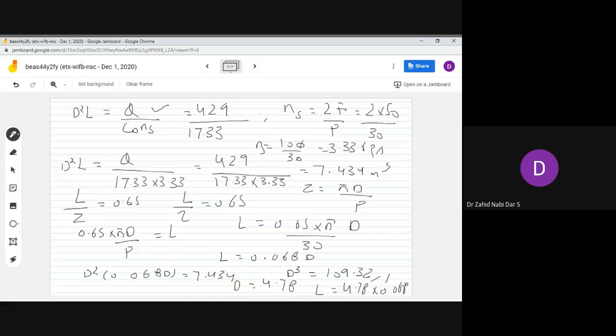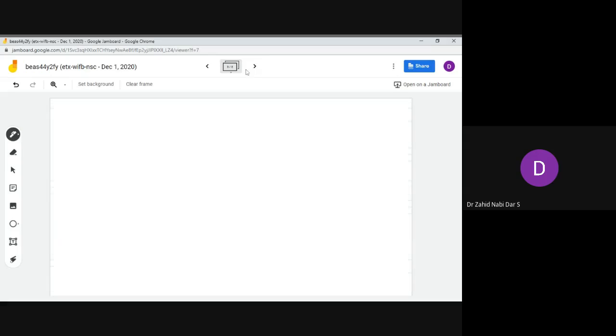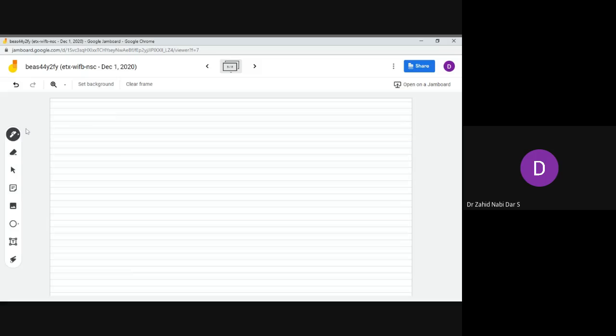So this L value you will get is around 0.325 meter. Now you have these two values, the D value and the L value. The D value which you got was around 4.78 meter, and the L value you are getting is around 0.325 meter.